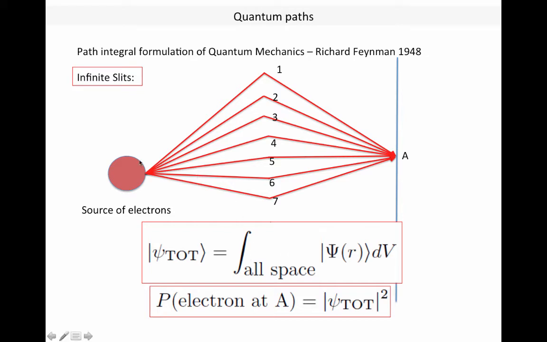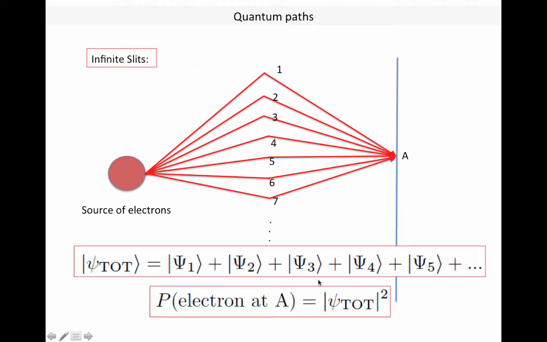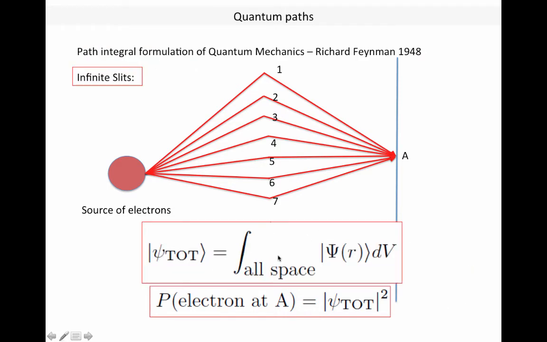So we could represent this as an integral over all of space, and for each point in space you have a wave function which describes the probability of the electron taking a particular path that goes through that point in space. So this is just another way of writing this infinite sum on the previous page here. So this is an integral over all possible paths, a sum over all possible paths the electron can take, so it is called a path integral.